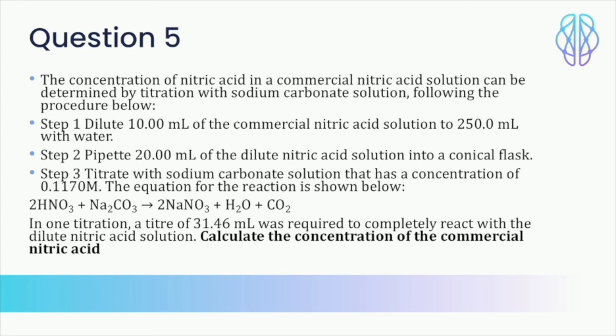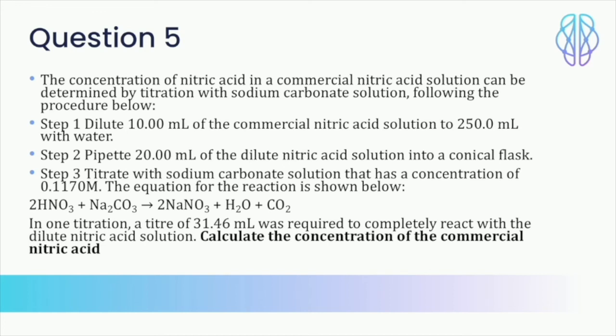So in question 5, we're asked, the concentration of nitric acid in a commercial nitric acid solution can be determined by titration with sodium carbonate solution. And then the following procedure was used. Step 1, dilute 10 milliliters of the commercial nitric acid solution to 250 milliliters with water. So that's a pretty significant dilution. Step 2, pipette 20 milliliters of the dilute nitric acid solution into a conical flask.